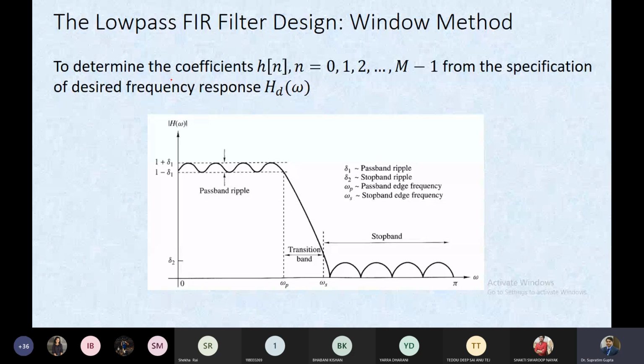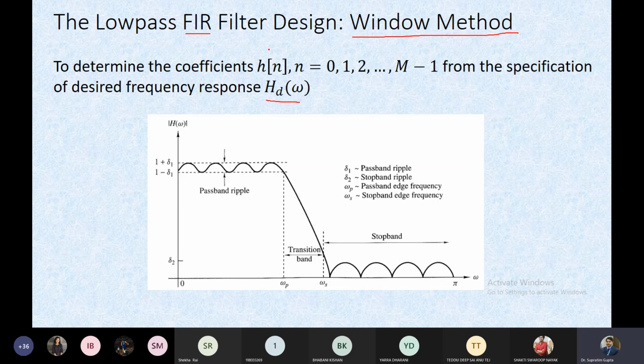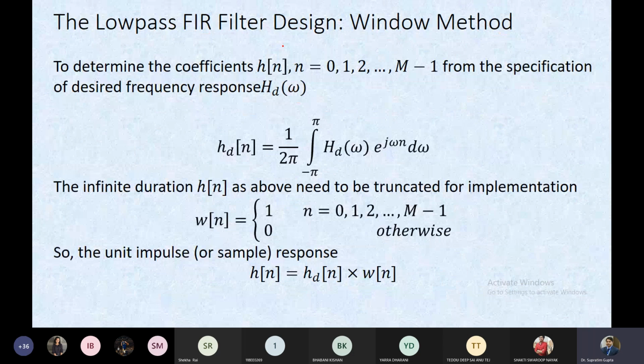Now we'll be working first on FIR filter design. One popular method is called the window method, which is also easy to conceive. So to determine the coefficients h[n] from the specification of the desired frequency response Hd, right? So Hd is given to us and we need to find this h[n]. How can we do that? So hd[n] can be just the inverse Fourier transform of this given frequency response. Then in the time domain, we'll use a window, and in this case we'll call this window a rectangular window, which means that it will truncate this hd[n] beyond a certain time.